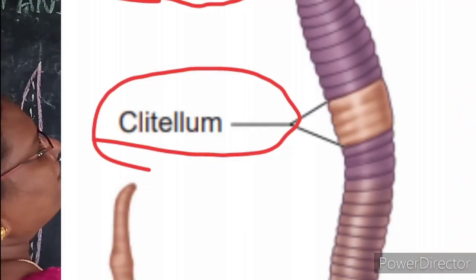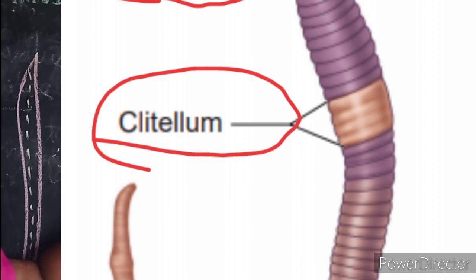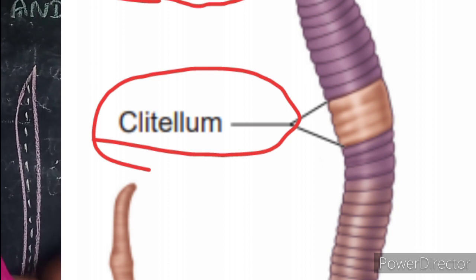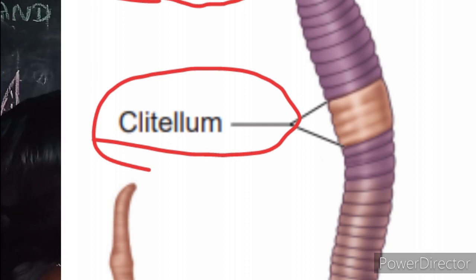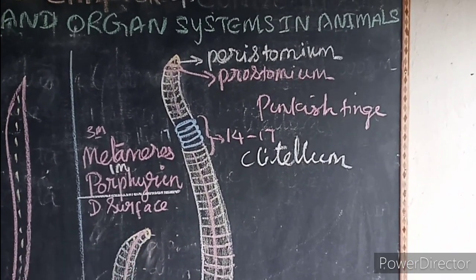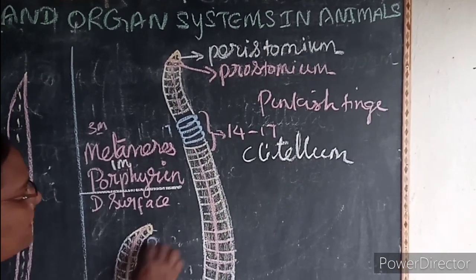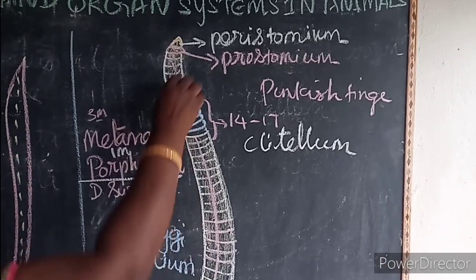From 14 to 17 segments, it has a swollen and glandular thickening. This is known as what? Clitellum. The last segment of the earthworm has the anus. That is known as what? Pygidium.